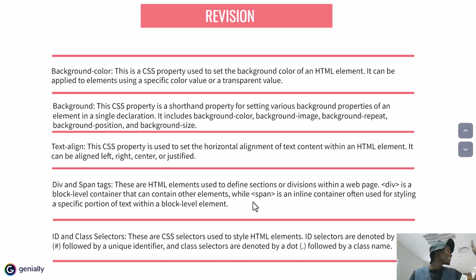Text align. This CSS property is used to set the horizontal alignment of the text content within an HTML element. It can be aligned left, right, center, or justified. Okay. So this CSS property is used to set the horizontal alignment of a text content within an HTML element. It can be aligned left, right, center, or justified.